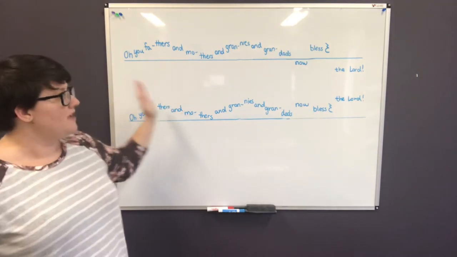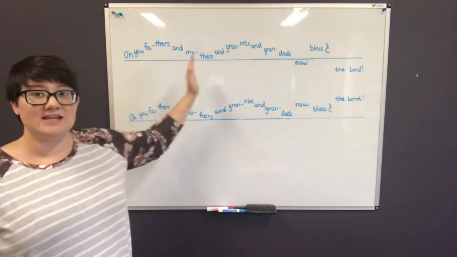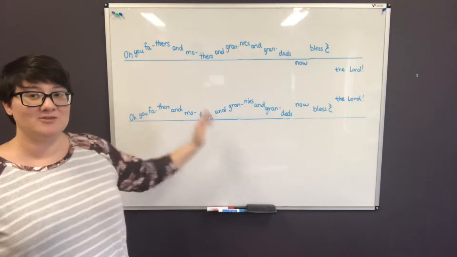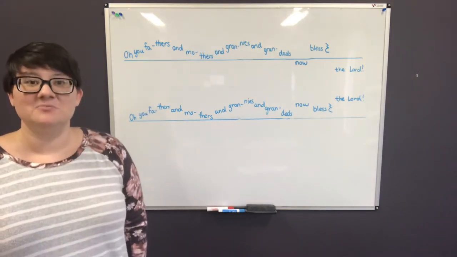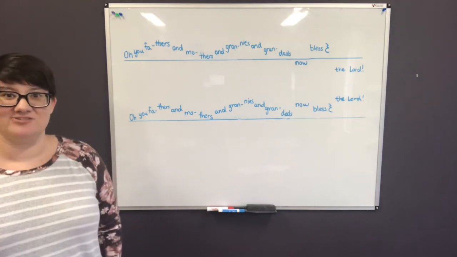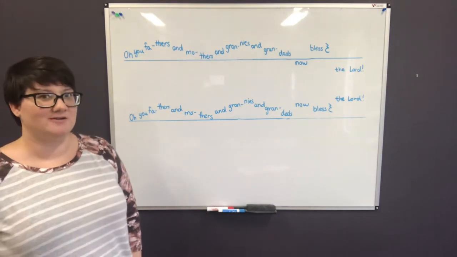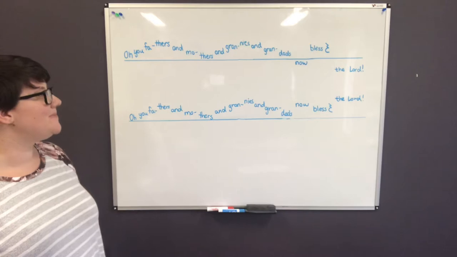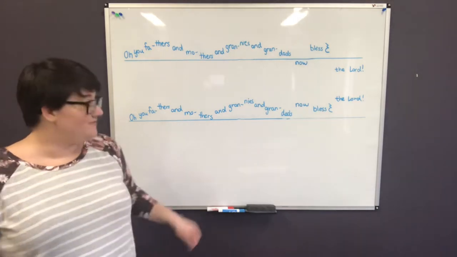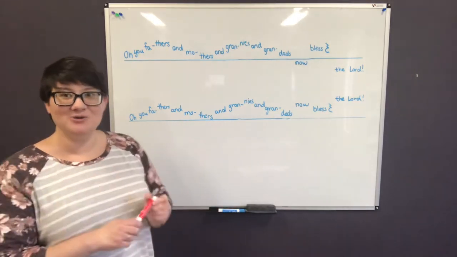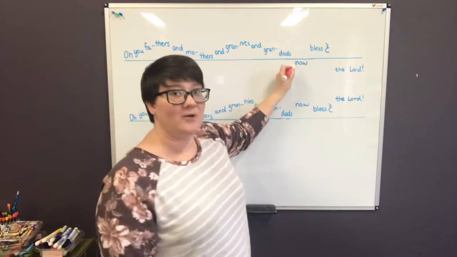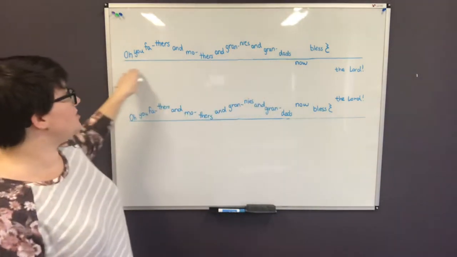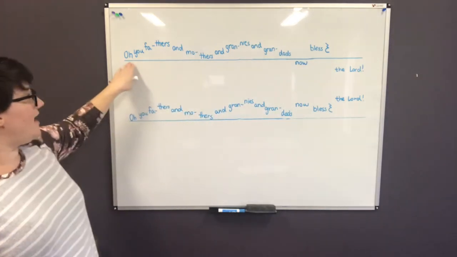Can you tell that this melody stays the same most of the way through these two phrases? What word is the place where that contour changes? At what word? I'll give you a minute. If you said the word now, you are correct. The first time through, the now is lower. It's actually below this line that I've drawn.